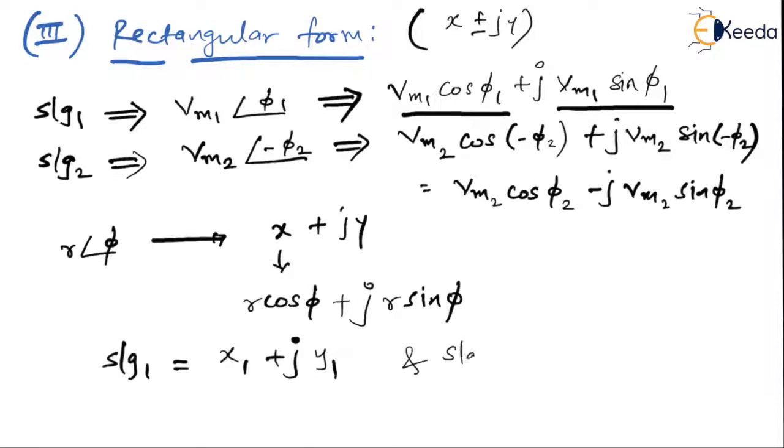Finally, you have signal number 2. Signal number 2 was Vm2 cos phi 2. It is nothing but the real part for signal number 2. Let me represent the real part as x2. In between you have a negative sign j. The remaining is the imaginary part for signal number 2. Let me represent the imaginary part with y2.